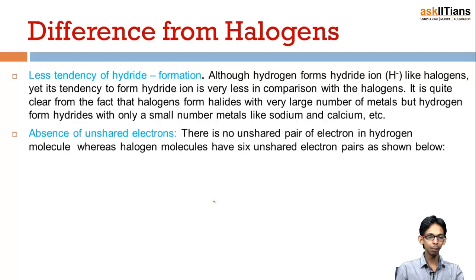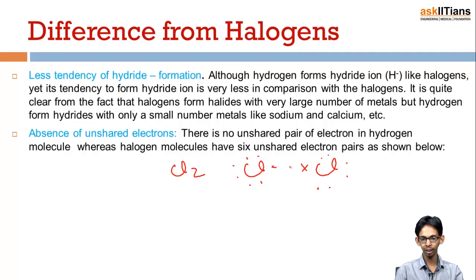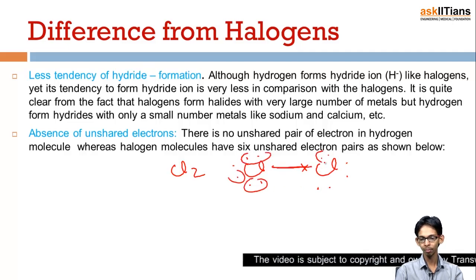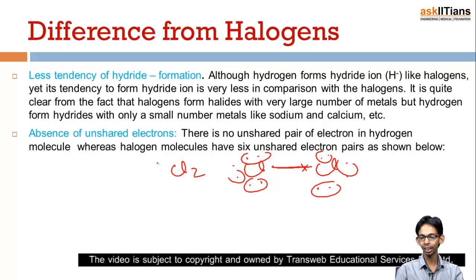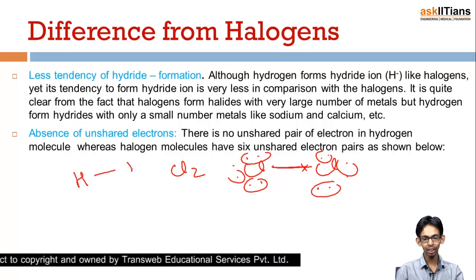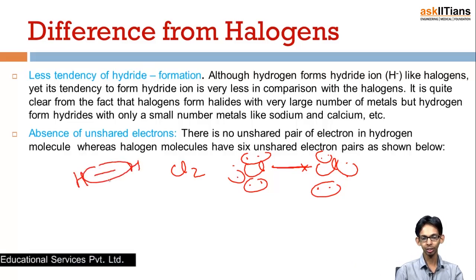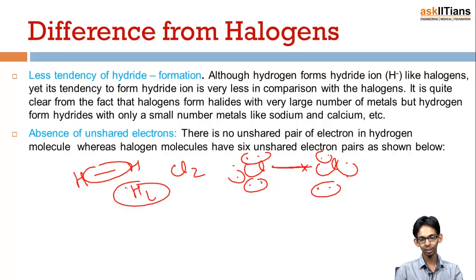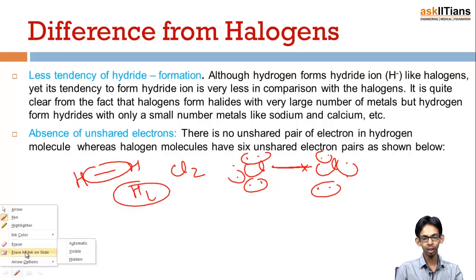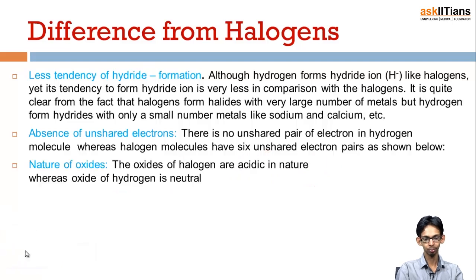Next is absence of unshared electrons. If I talk about Cl2, we know that each chlorine has 7 valence electrons. If a bond is formed between these two, still we have 6 unshared electrons on each. But it is not the case with hydrogen. They both have only one electron, so they do not have any unshared electrons when H2 is formed. So another difference is absence of unshared electrons.